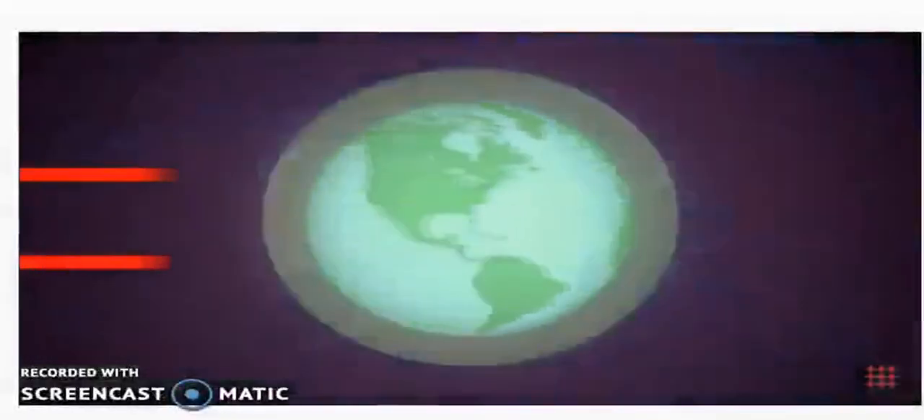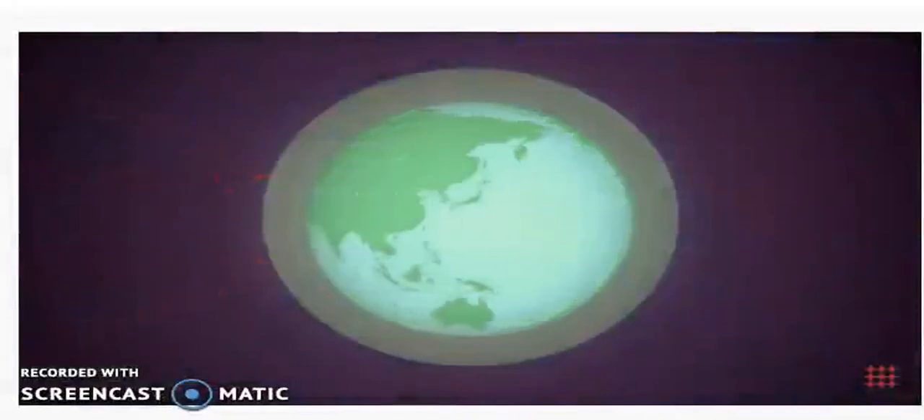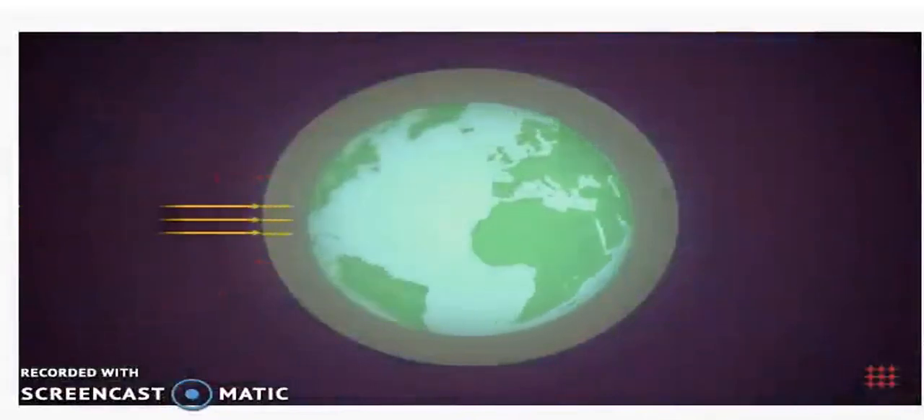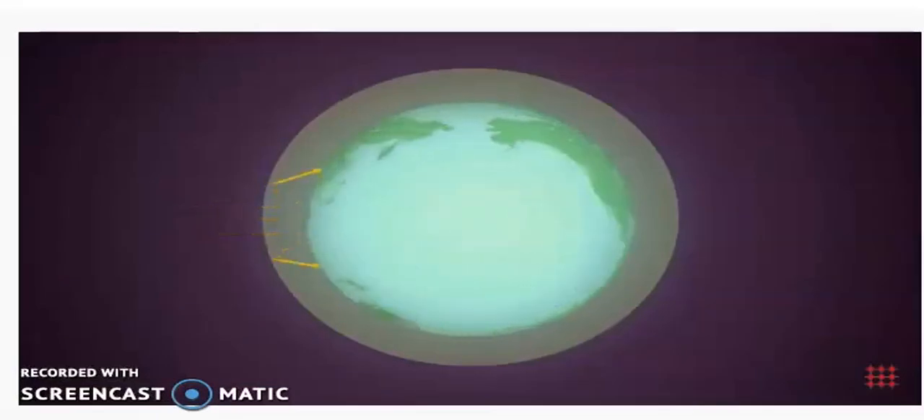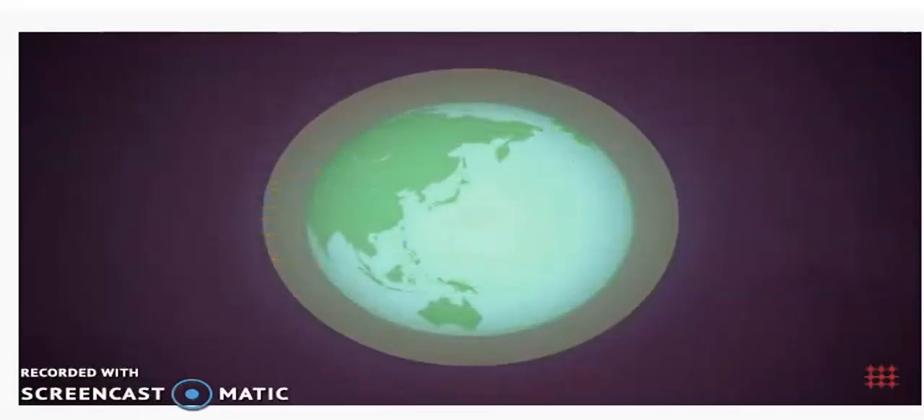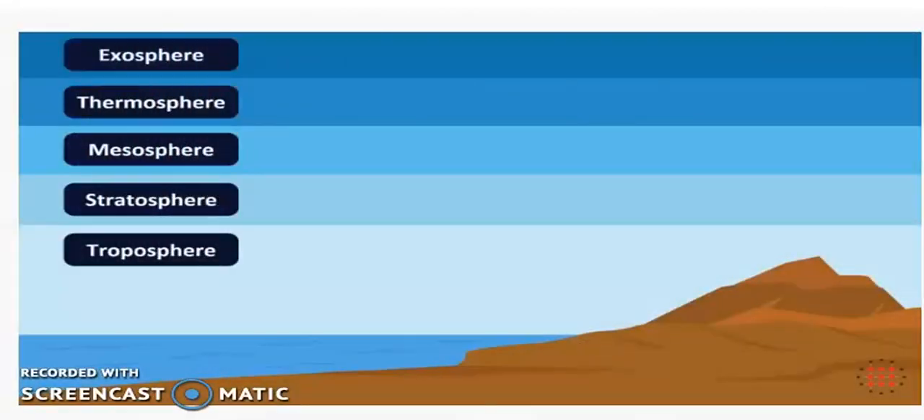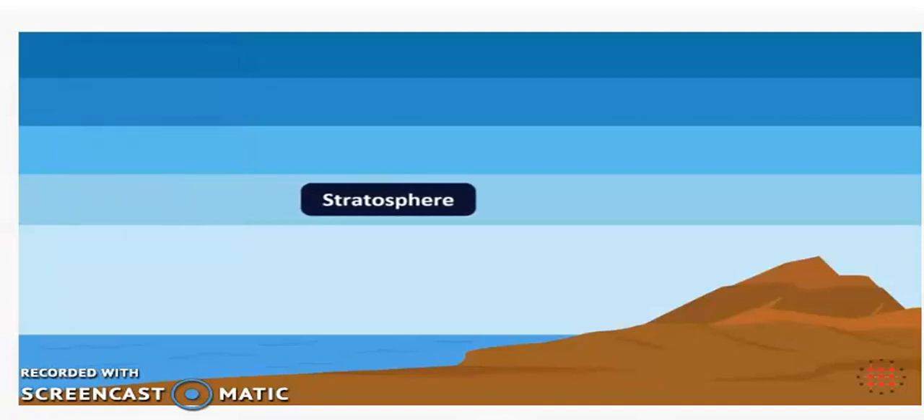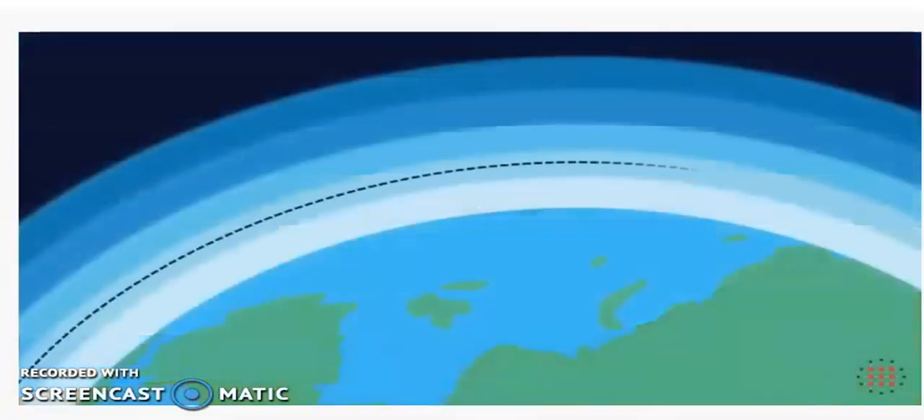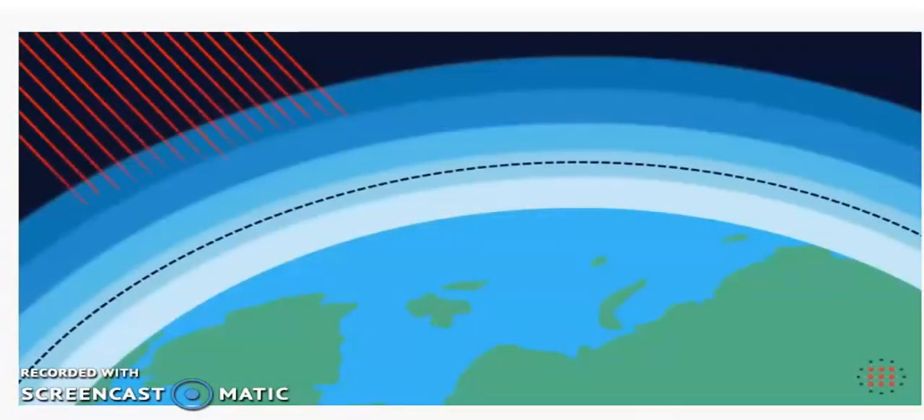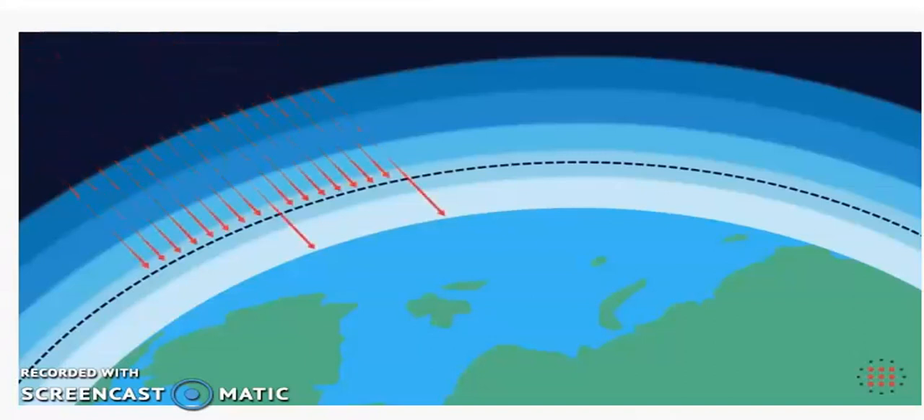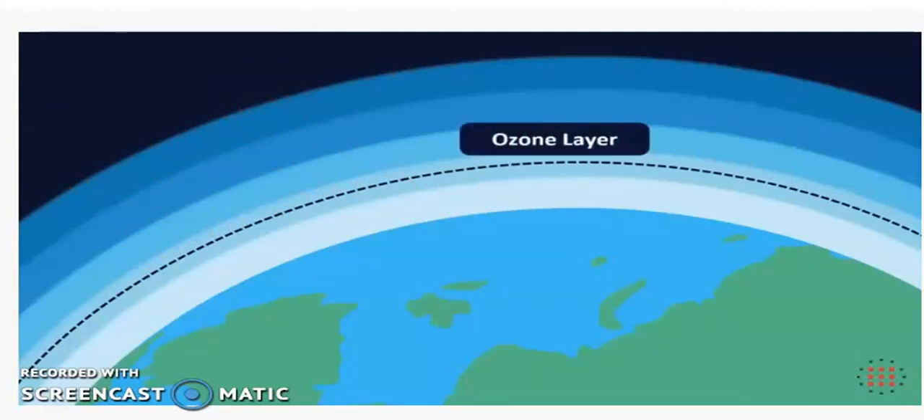The Earth's atmosphere is what makes life on Earth possible. This atmosphere protects us from harmful radiations. The Earth's atmosphere is divided into 5 layers depending upon the temperature. The second layer, known as the stratosphere, holds a very important shield that protects us from the sun's harmful ultraviolet radiation and only lets in the good rays. This important shield is known as the ozone layer.